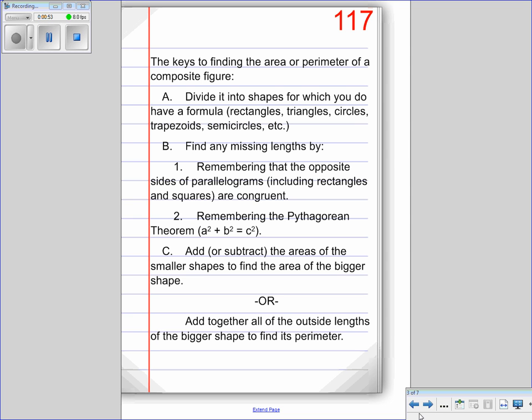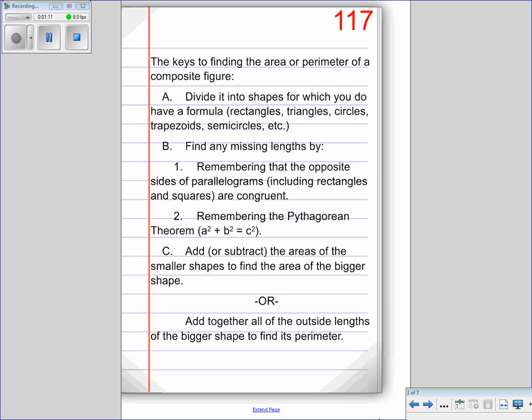Next, you have to find any missing lengths by doing two things. First, you have to remember that the opposite sides of parallelograms are congruent. That includes rectangles and squares. It means they have the same measurement. And you have to remember the Pythagorean theorem, a squared plus b squared equals c squared.